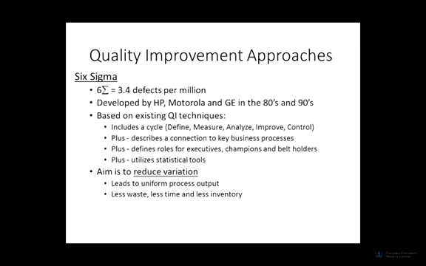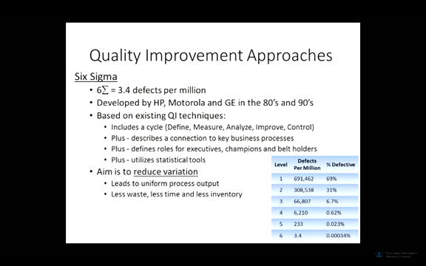Now, does anyone know this table? When you look at the different, it's a log scale. So when you look at defects per million, Six Sigma is 3.4 defects per million, and it's like, I don't know, 0.010% error rate. That's the error rate that if you get on an airplane, the likelihood of you crashing and dying.